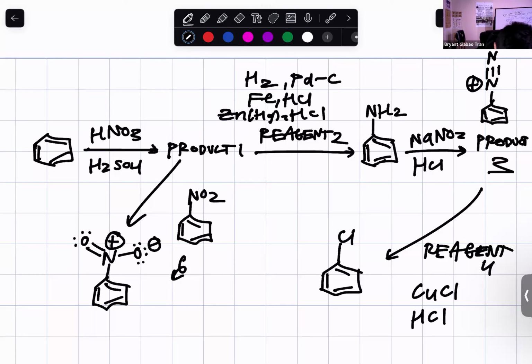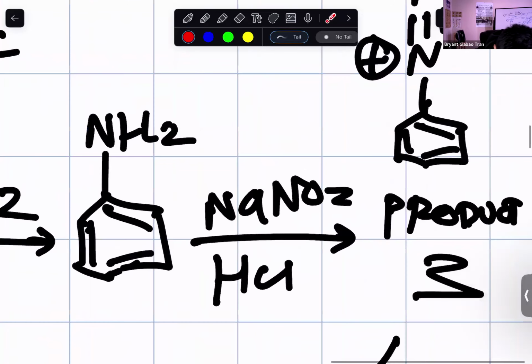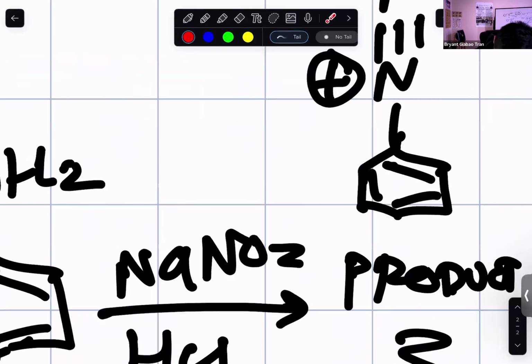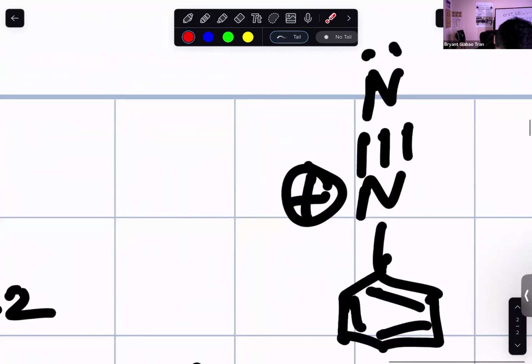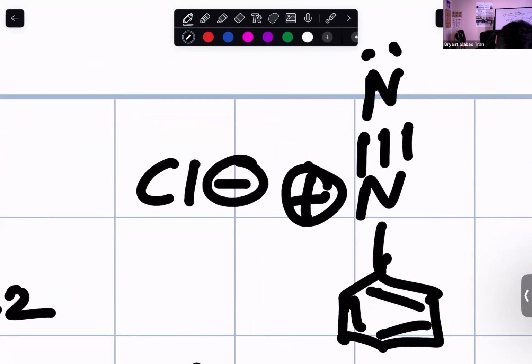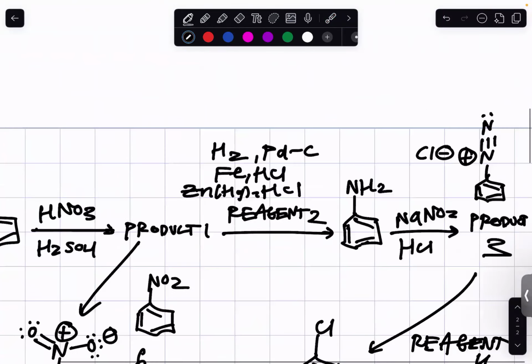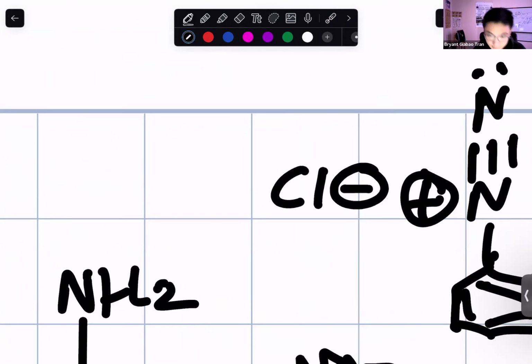So for your product one, try putting a positive charge on the nitrogen. You got the correct answer for reagent two, which they put zinc HCl. For product 3, it is going to be this diazonium salt here with the positive charge on the nitrogen, but the homework didn't accept that, so you might want to try putting a chlorine with a negative charge somewhere. Right next to it is the ideal place, but I think for your homework it could accept anywhere, right?